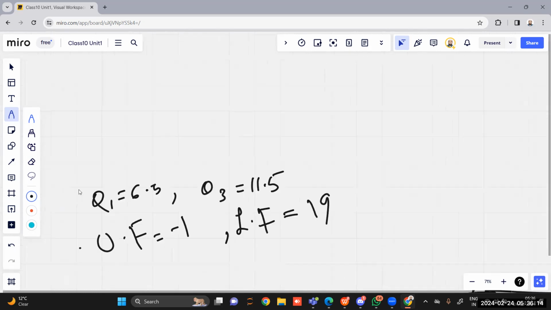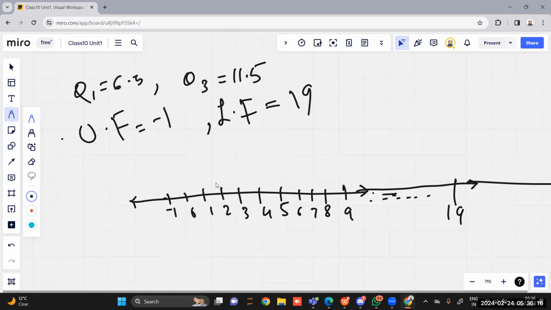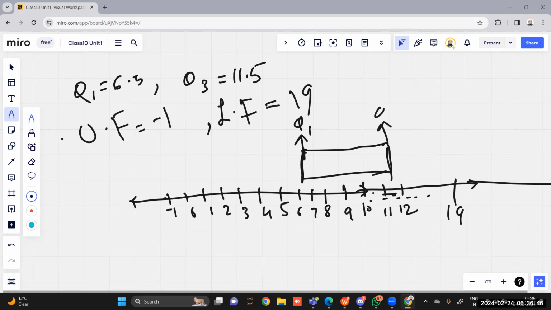Where Q1 is, Q1 is 6.5. So the first line of the box that we are going to plot comes here, at 6.5. Suppose 10, 11, and 12. So at 11.5, the second side of the box comes here, and then we complete the box. One end of the box is Q1 and the other end of the box is Q3.